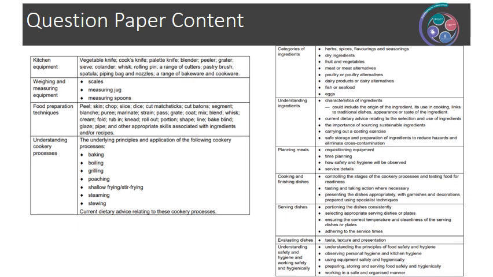These could include characteristics of ingredients, which includes the origin of the ingredient, its use in cooking, links to traditional dishes, appearance or taste of the ingredient, current dietary advice relating to the selection and use of ingredients, the importance of sourcing sustainable ingredients, carrying out a costing exercise, safe storage and preparation of ingredients to reduce hazards and eliminate cross-contamination, planning meals, requisitioning equipment, time planning, how safety and hygiene will be observed, and service details.